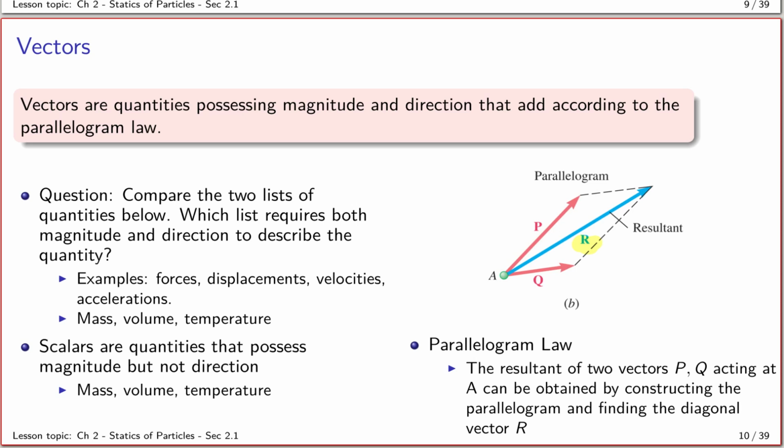So what you do is you move P parallel to itself so that it aligns with the head of Q, and you move Q parallel to itself so that it aligns with the head of P, and thereby you've constructed the parallelogram, and the resultant is the diagonal, and that immediately gives you the net effect of having two vectors or two forces acting at point A. Okay. By the way, the other quantities that we mentioned in the list, mass, volume, and temperature, are called scalars, and they are quantities that do not possess direction but possess a magnitude.